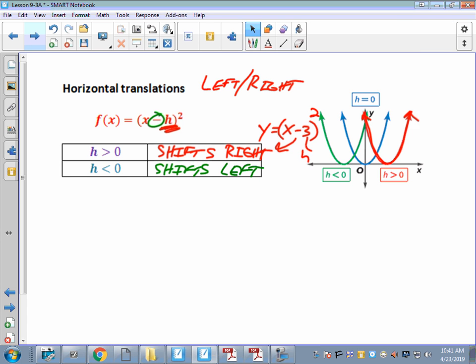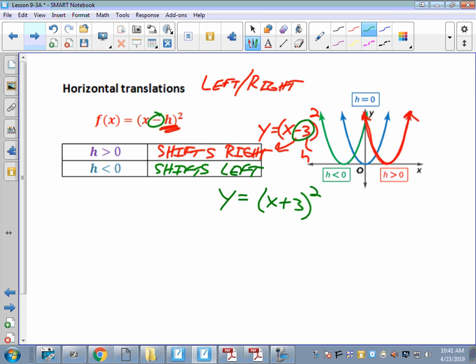Whereas if we did one that shifted to the left, let's say y equals (x plus 3) squared. This is where you think, well, maybe it's the opposite of h, where here you've got a positive 3 in the equation, so the opposite gives you negative 3, which makes you go 3 units to the left.